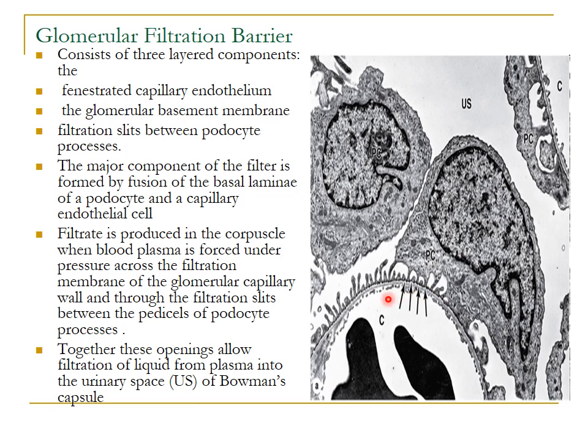So filtrate is produced in the corpuscle when the blood plasma is forced under pressure across the filtration membrane of the glomerular capillary wall and through the filtration slits between the pedicles of the podocyte processes. So together these openings allow the filtration of the liquid from the plasma into this urinary space of the Bowman's capsule.